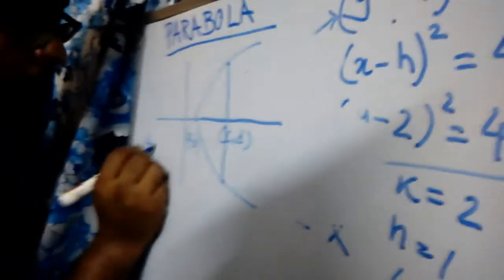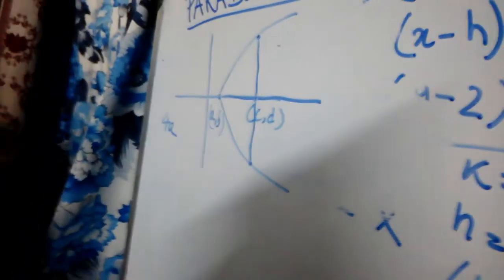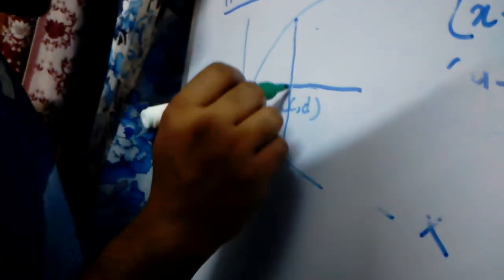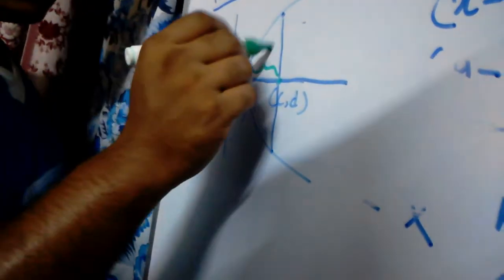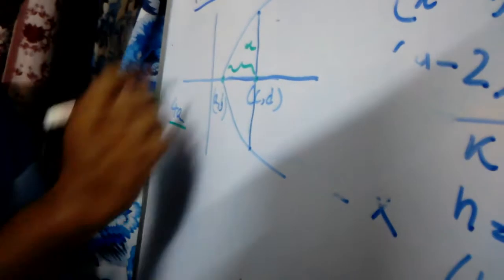Now friends, remember, in case of any parabola, the length of latus rectum is always 4a. Now what is a? We have already discussed that a is nothing but the distance between the vertex, this vertex, and the focal point. Okay, so this is a. 4a is always the length of the latus rectum.